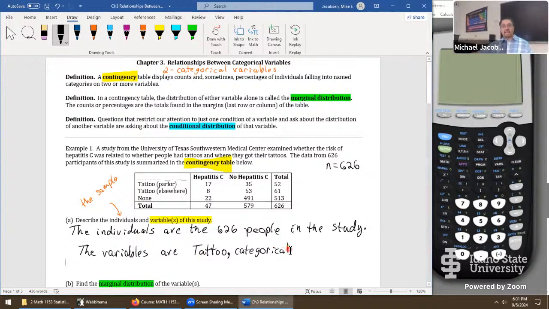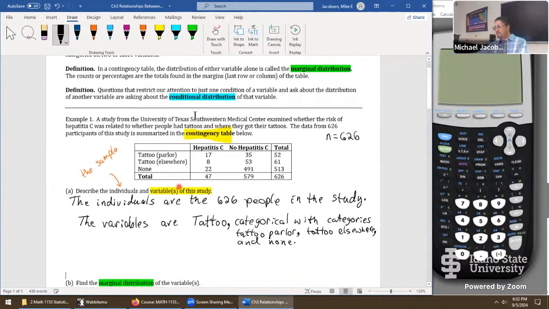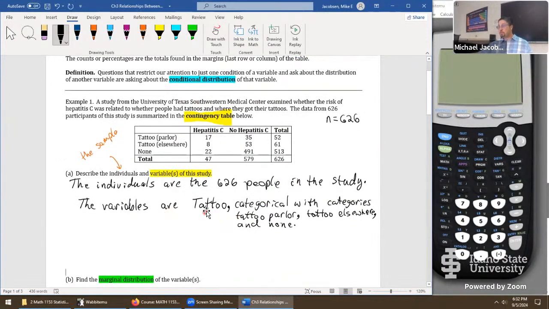And it didn't ask us to describe the categories, but if we were, we would say the categories are those 3 right there. Let's just say it as a way to think about the variable. It's categorical with categories, tattoo parlor, tattoo elsewhere, and none. I really didn't think ahead and give myself enough space there, so let's just insert some. So they are tattoo, that's one of them.